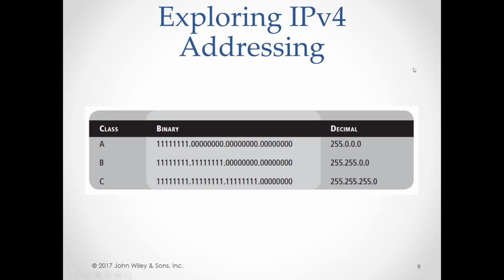When we convert that to binary, when we look at this, what does this represent? This is our subnet mask. This is a classful subnet mask. Class A, the first 8 bits are turned on. Class B, the first 16 bits are turned on. And in Class C, the first 24 bits are turned on.